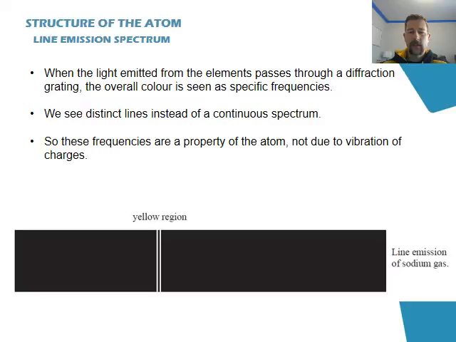Now, when we pass this through a diffraction grating, we can actually determine what frequencies of light are being emitted by the gas. And by doing this, we can see there are two very specific and distinct frequencies in the visible range. So we don't see a continuous spectrum of light. There's a very distinct number of frequencies in the visible range. So what we can determine from this is that these frequencies are a property of the atom, not due to the vibration of the charges themselves.